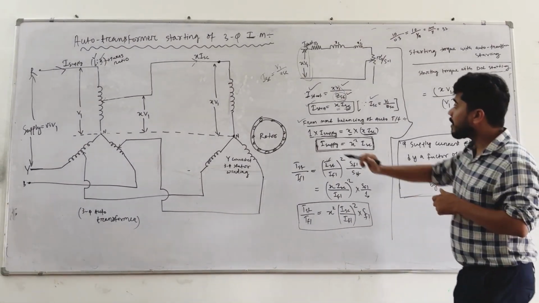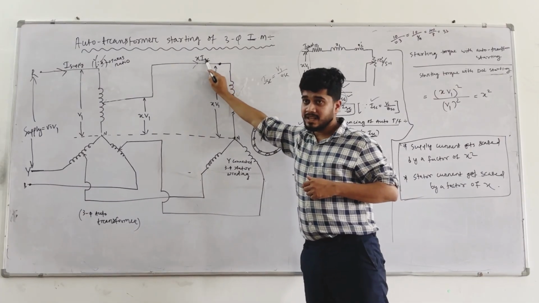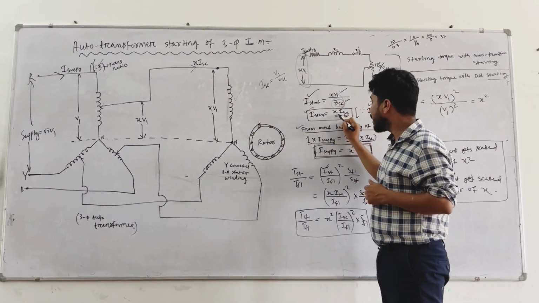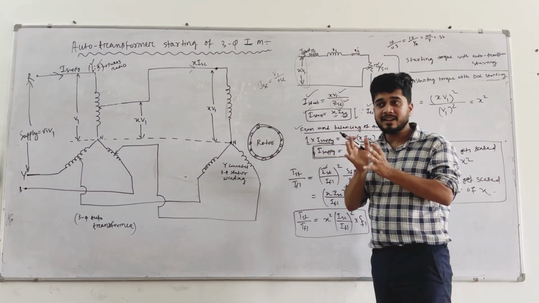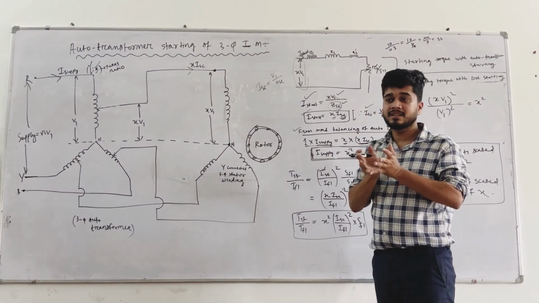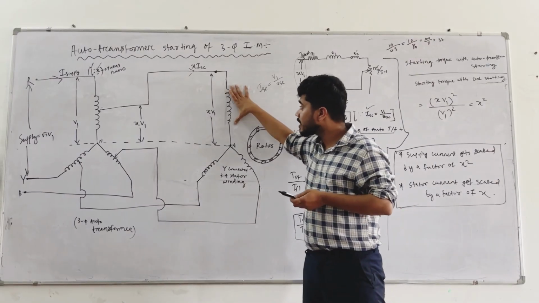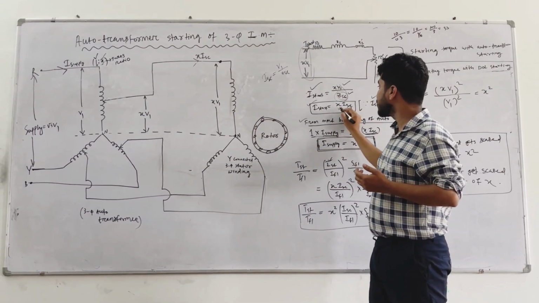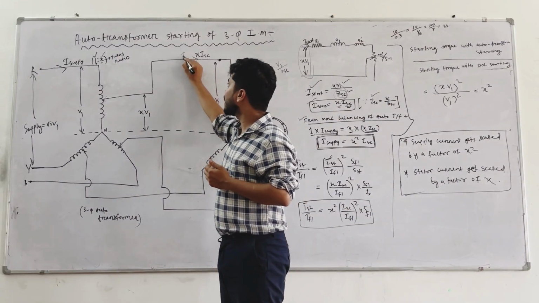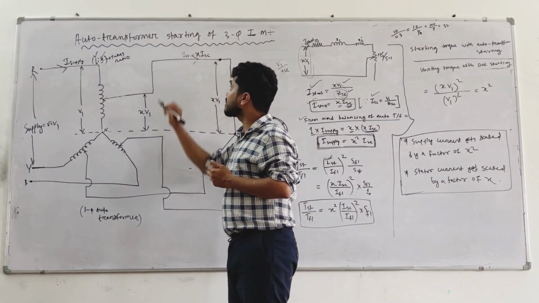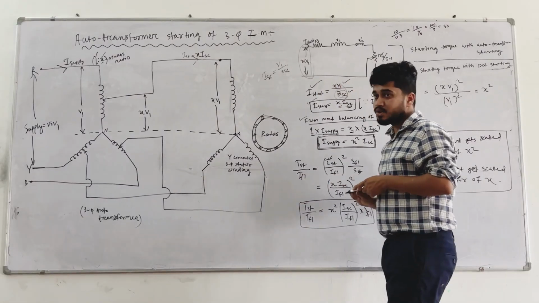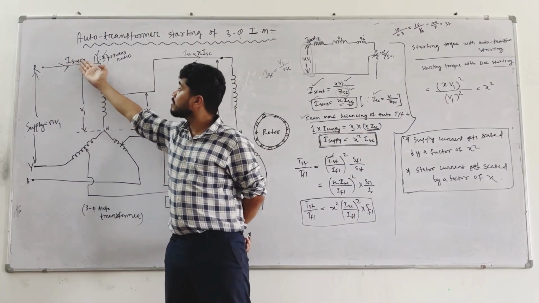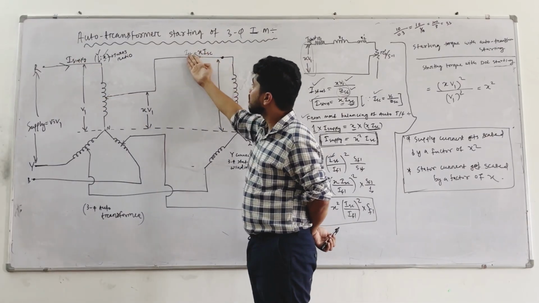So why am I writing over here X into ISC? Because my starting current is XV1 by ZSC, which is equal to X into ISC, and that starting current is actually flowing in which winding? Starter winding. So this is my starter winding, and the current flowing in the starter winding should be the starting current, which is X into ISC. So here I can also write I starting is equal to X times ISC. Understood?